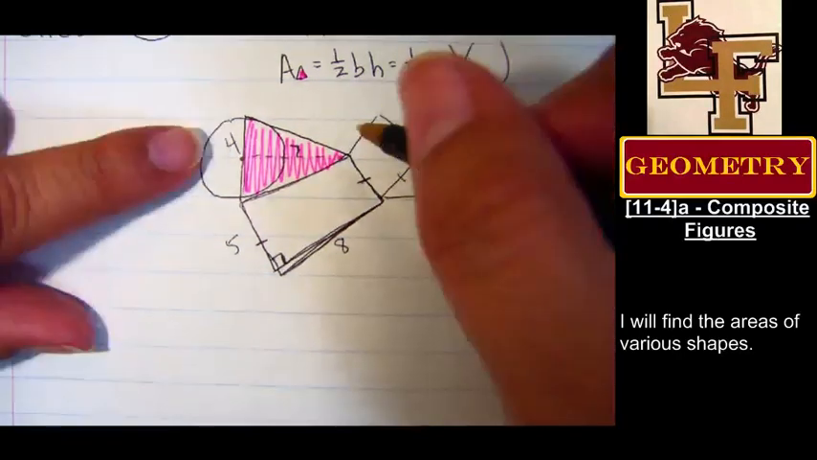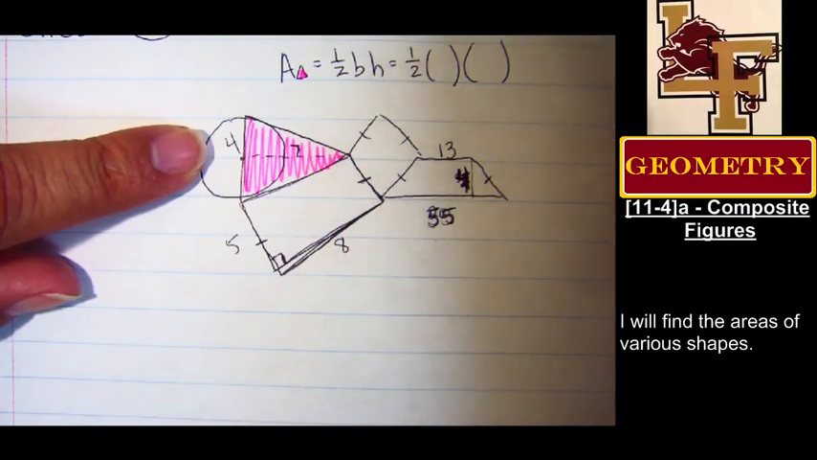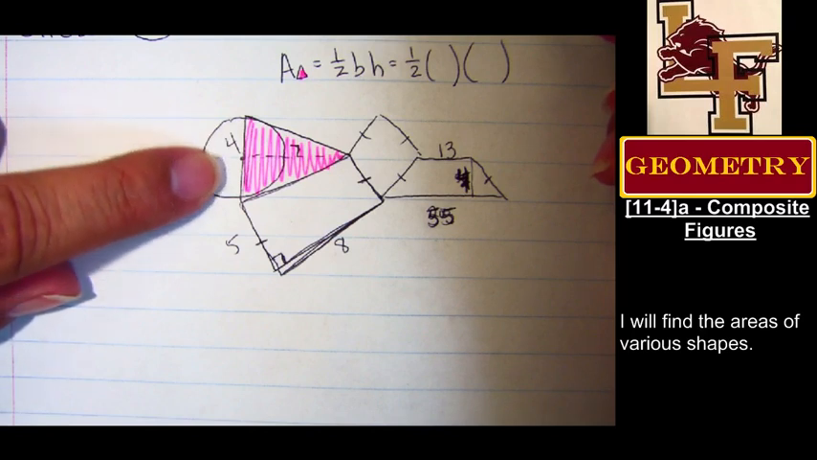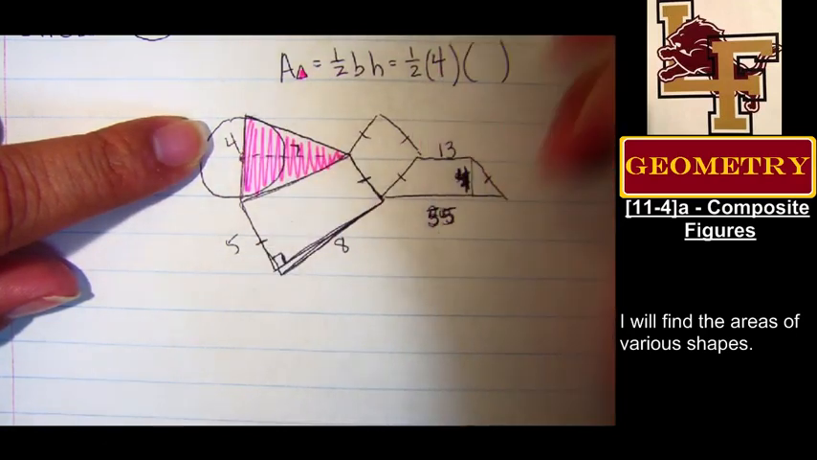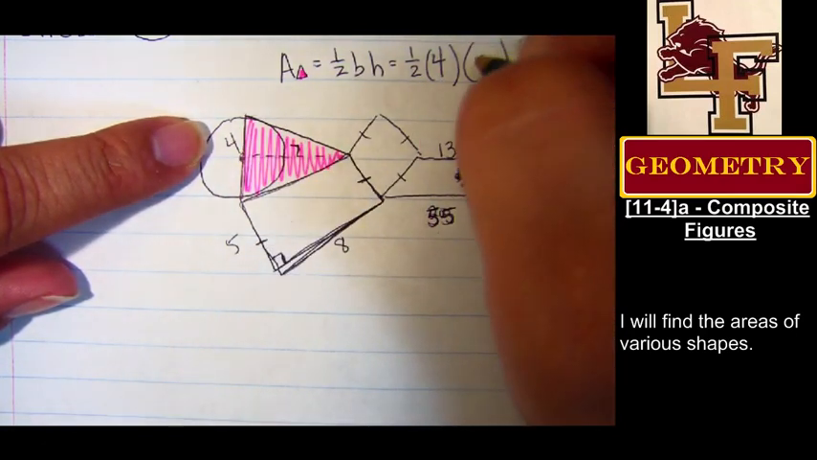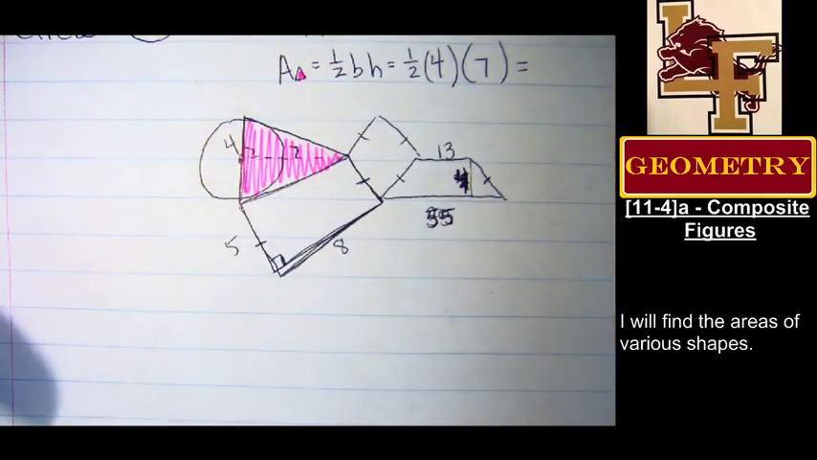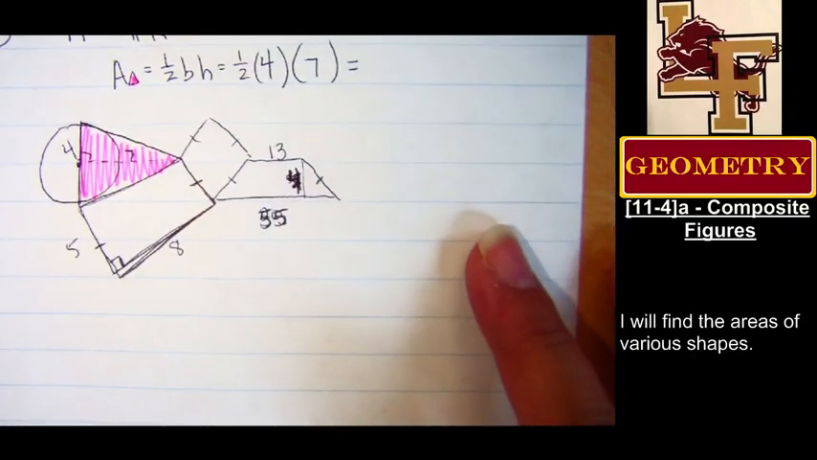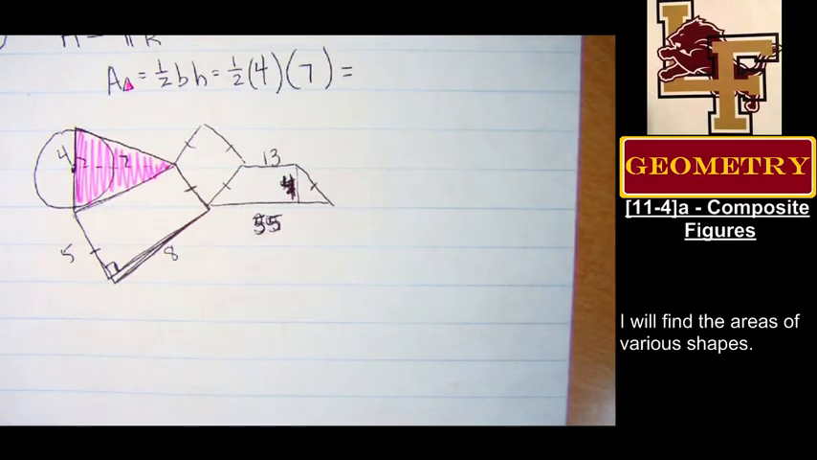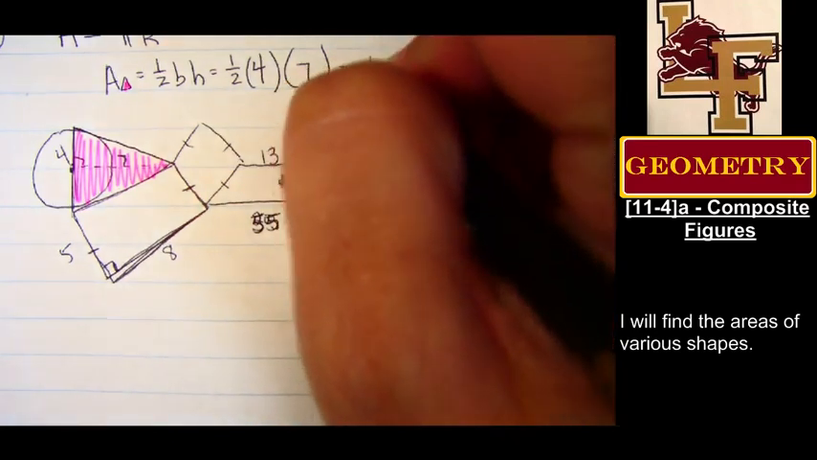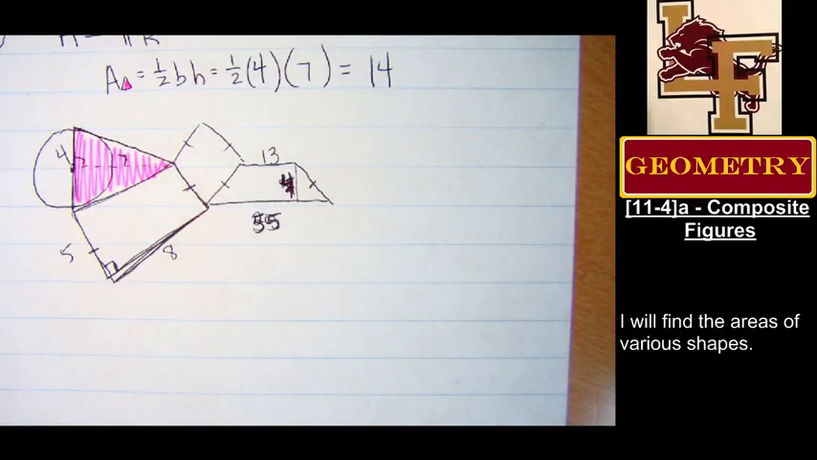All right, so we're finding the area of this triangle. We need the base and the height. So what was the base of this triangle? 4, because that's the diameter of this entire circle. So base is 4 and the height? 7. All right, so in your calculators, there's probably some scattered throughout the room, or you can use your favorite calculator app on your phones. Let's do 1 or 2 decimal places. 14. All right, so the area of that triangle is 14.